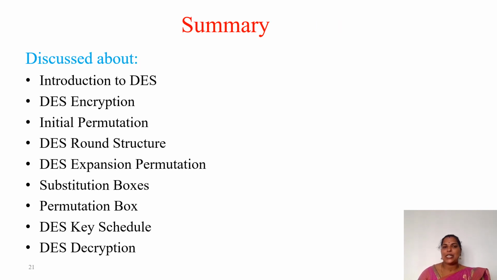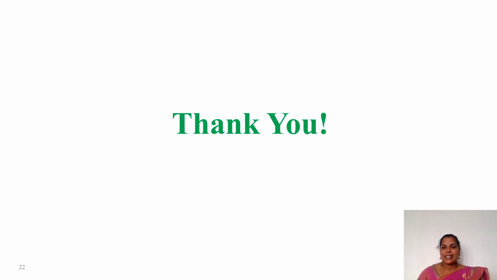So in this presentation, we discussed the history and introduction to DES, then the data encryption. There we discussed all these steps: initial permutation, round structure, expansion permutation, substitution boxes, permutation boxes, then the DES key schedule. Then we discussed the data decryption also, which is just the reverse of the encryption process. In the next presentation, we will be discussing one example of this DES algorithm.